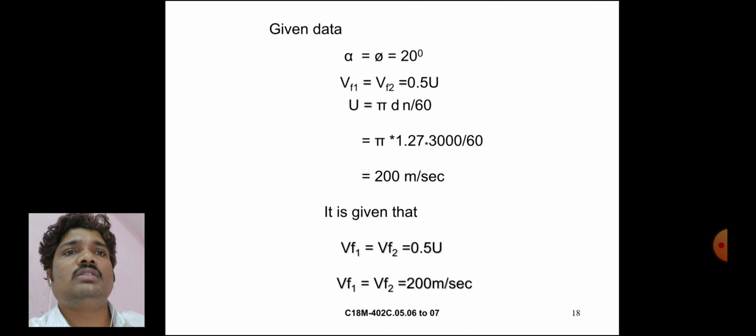In this given data, alpha is equal to phi is equal to 20 degrees, and Vf1 equals Vf2, which is 0.5 U. U is equal to 5dN by 60, which is 5 into 1.27 into 3000 by 60, that is 200 meter per second. Since Vf1 equals Vf2 equals 0.5 U, Vf1 and Vf2 are 200 meter per second.